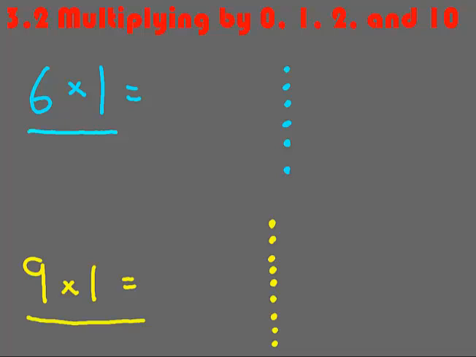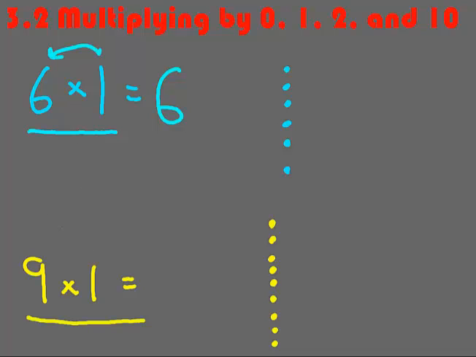So let's look at 6 times 1 first. If I'm having 6 times 1, that's 6 groups of 1, or 1, 2, 3, 4, 5, 6. You'll see when you have 1 group of 6 or 6 groups of 1, anytime you multiply by 1, that number is going to stay the exact same, because they're just telling you here you have 1, 6.